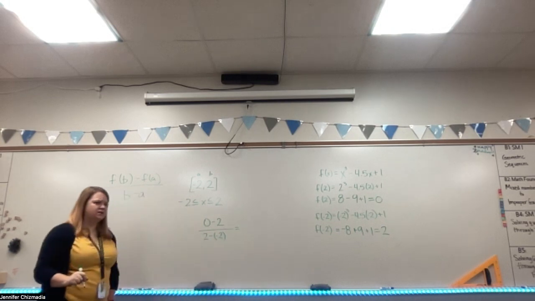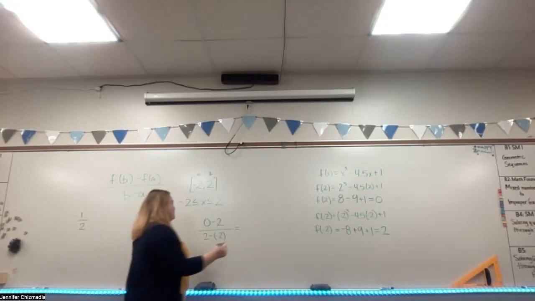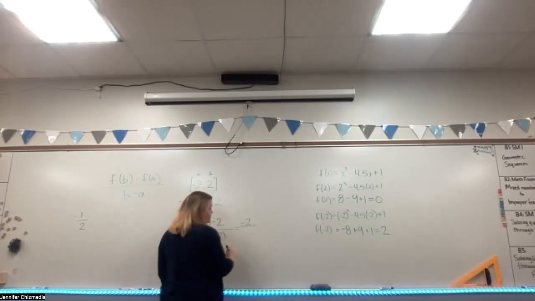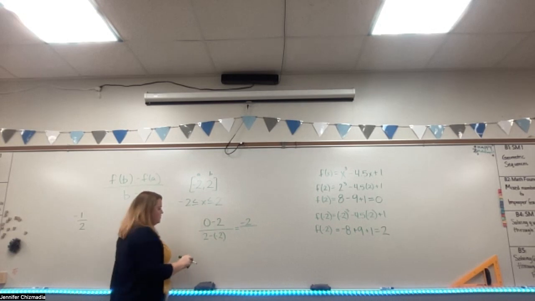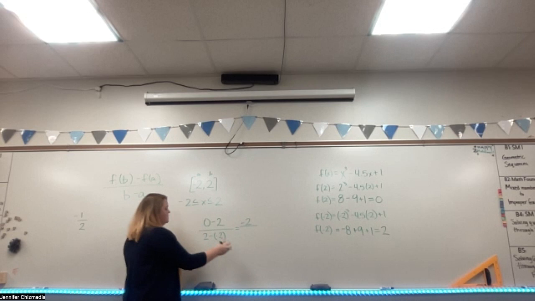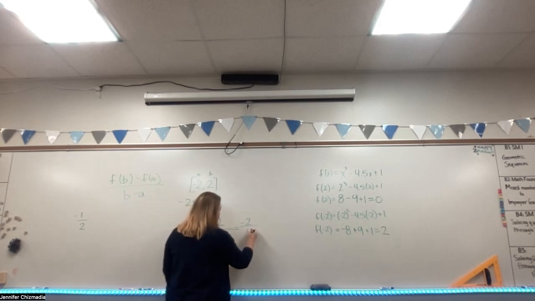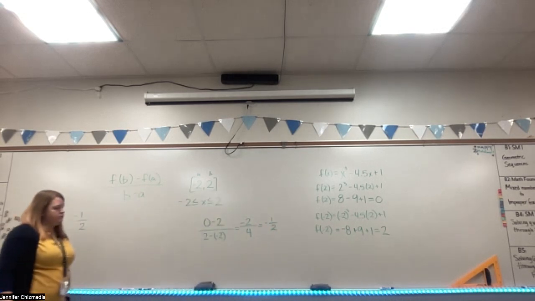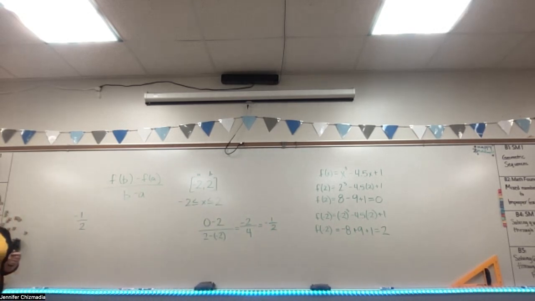0 minus 2 is negative 2. 2 minus the negative 2? No, that's 4. It's 4, because we have the two negatives next to each other. It's negative 1/2, and it simplifies to negative 1/2.